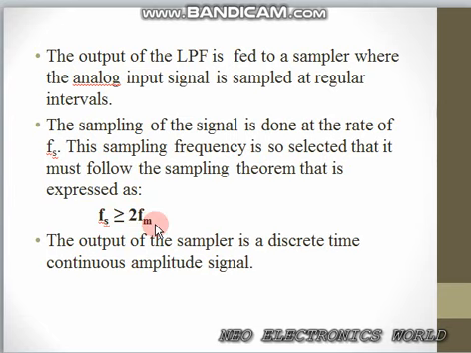What is Fm and Fs? Fs is the sampling rate, and Fm is the maximum frequency component of the input signal. The output of the sampler is a discrete-time, continuous-amplitude signal. Okay, am I clear?